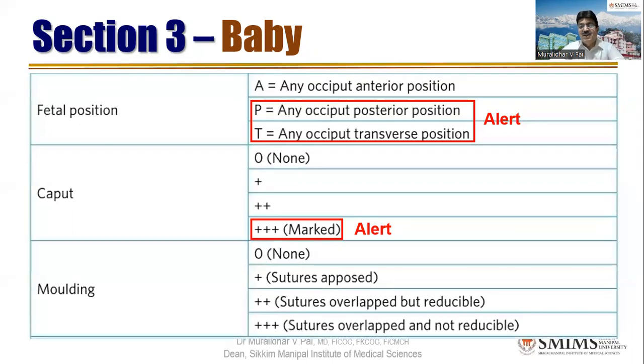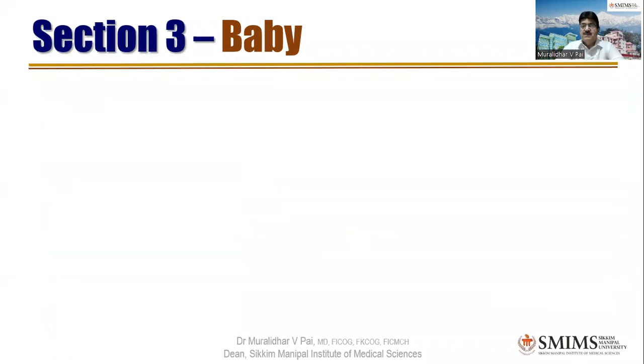Now I talk about the molding, which I was talking about. I was a little premature in talking about that. 0 is none, 1+ is sutures just approached, and 2+ is they are overlapping, but it can be reduced on pressing. It will go back. Whereas 3+ is they are overlapping so much that even after pressing, they won't go back. So this is bad. 3+ is bad. So very clear indications or referral points for us.